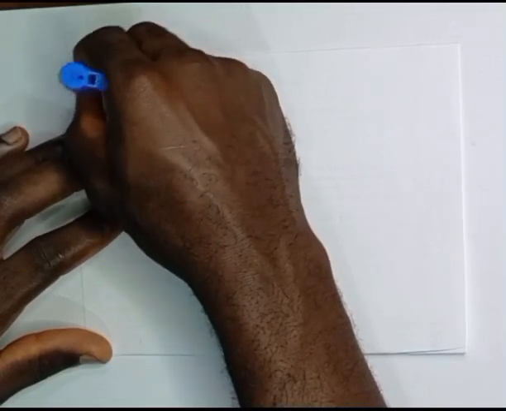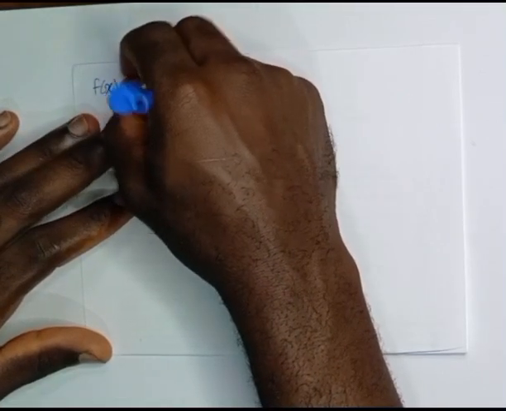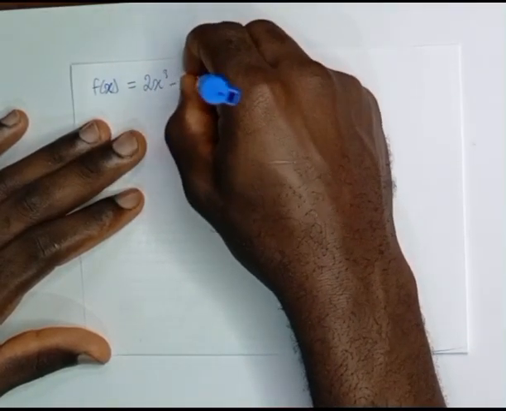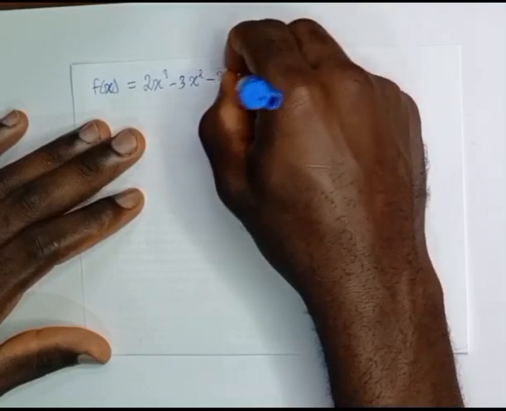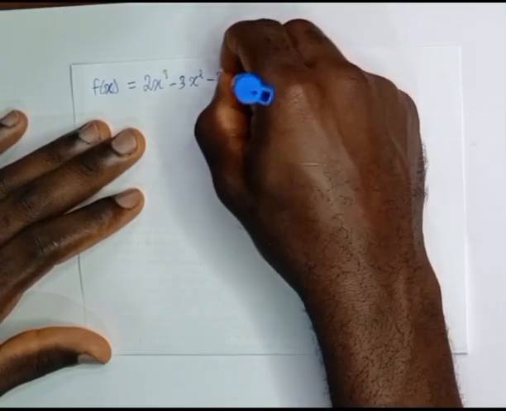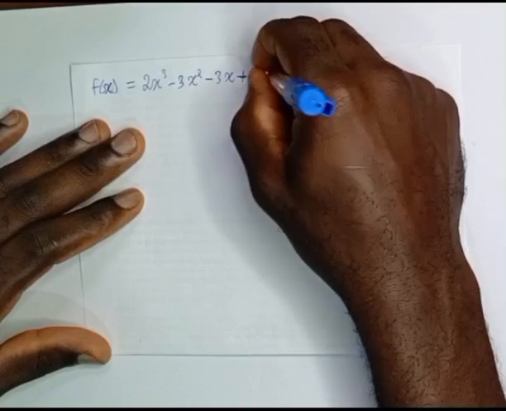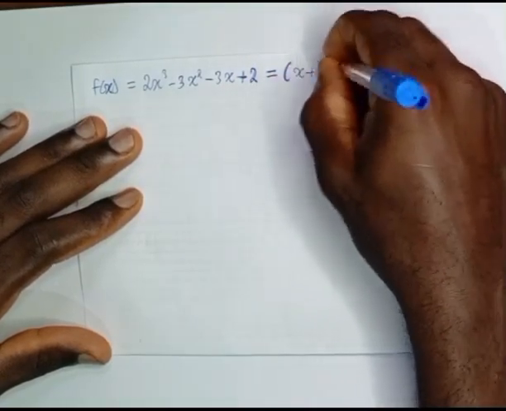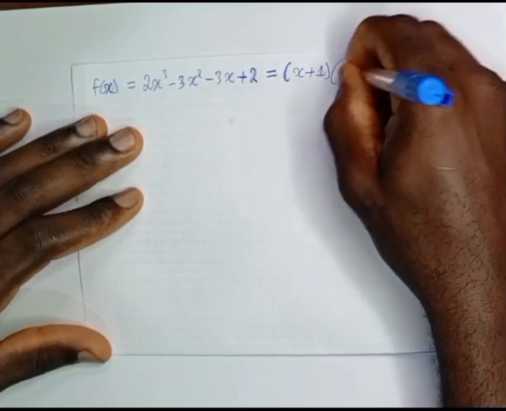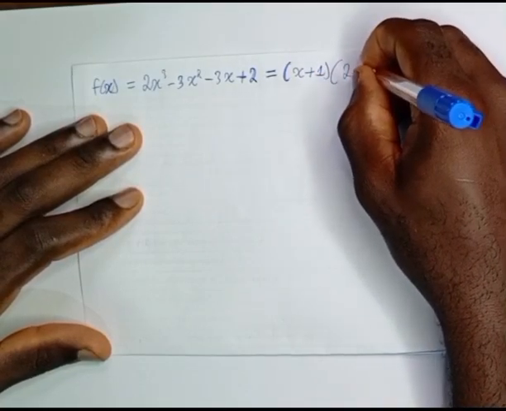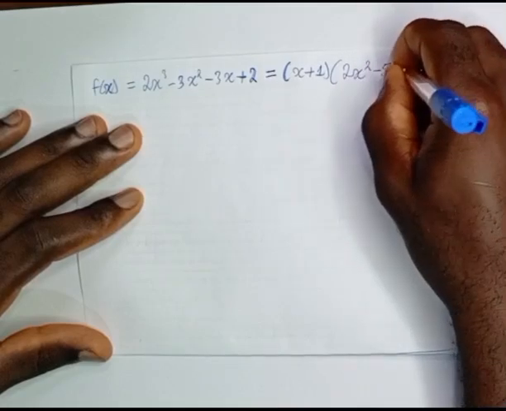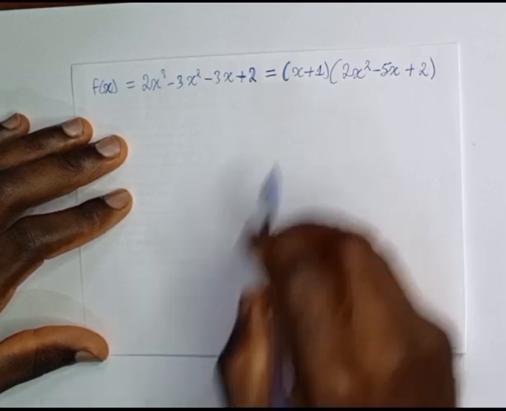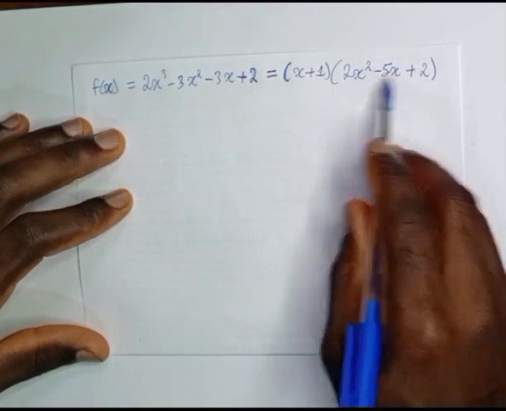F of x, which is equal to 2x cubed minus 3x squared minus 3x plus 2, is equal to the product of the divisor, which is x plus 1, and the quotient, which is the quadratic factor of the polynomial, 2x squared minus 5x plus 2. Next, we have to factorize 2x squared minus 5x plus 2.